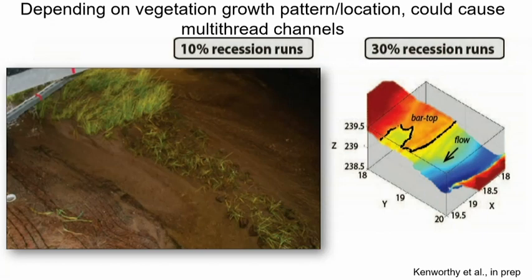But if we didn't have that mat stabilizing it, it could be that since we're routing sediment around the vegetation, we're going to start causing erosion around that vegetation and disconnect that point bar from the bank and lead our meandering river to eventually cause a multi-thread channel rather than a single thread channel.